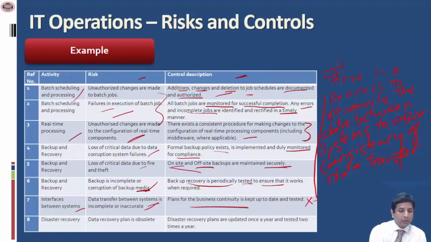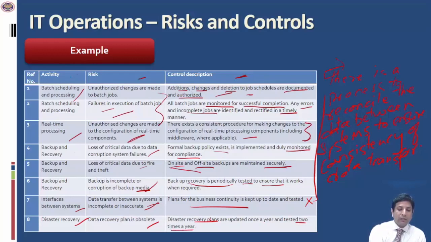Now let us look at the last activity, which is disaster recovery. What could go wrong? The data recovery or the disaster recovery plan may be obsolete. That is a risk. So the control for that is plans for business continuity is kept up to date, and similarly disaster recovery plans are updated once in a year and tested maybe twice in a year. This is specific to one company and also the generally accepted practice. However, depending on the nature and size of the company, the criticality of the IT systems, this frequency could be different.